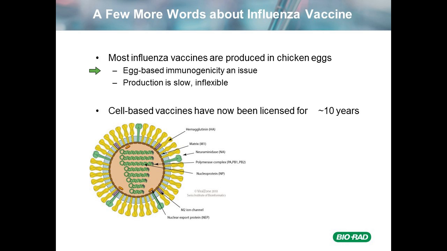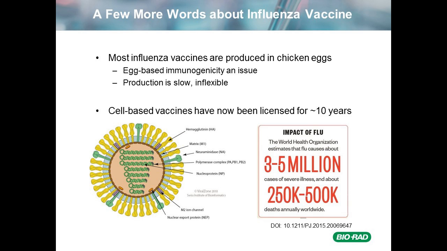If you've ever had an egg-based product, you know that on the form you have to fill out, you have to indicate that you do not have an allergy to eggs. And because you're dealing with millions and millions of chicken eggs, production can be slow and is somewhat inflexible. Cell-based vaccines, to address both of these problems, have been licensed now for about 10 years. I put here a little cartoon of what the influenza virus looks like. It's in some senses similar to the adenovirus with the coat proteins and so on that I showed you before.